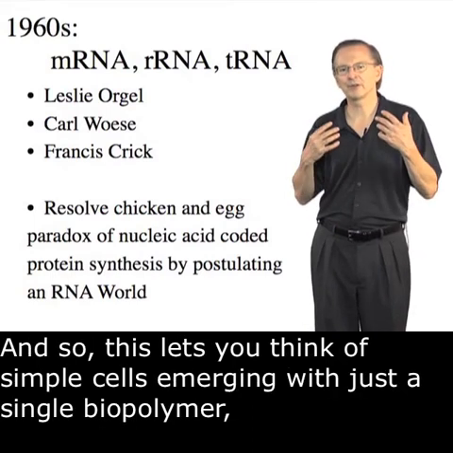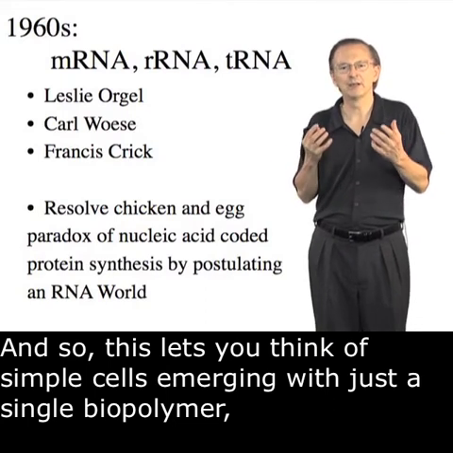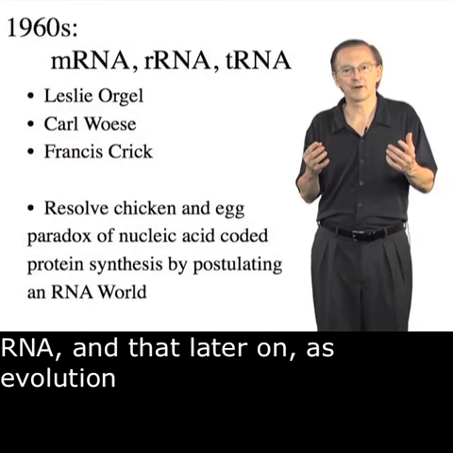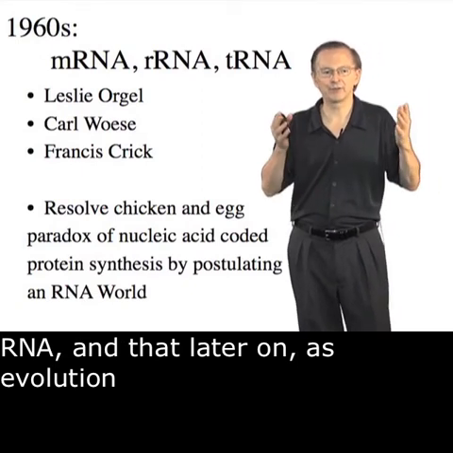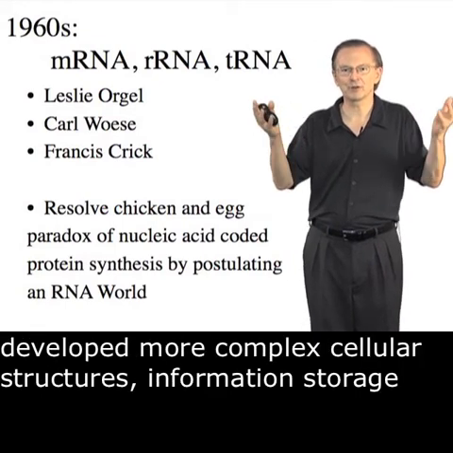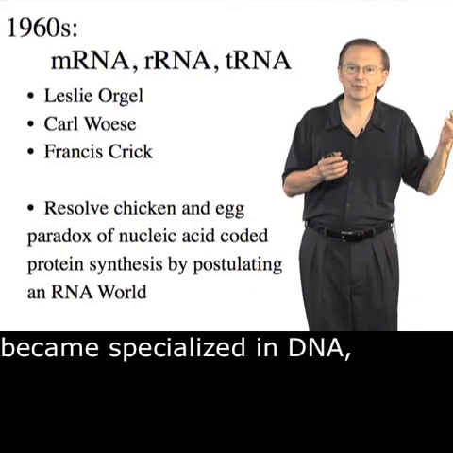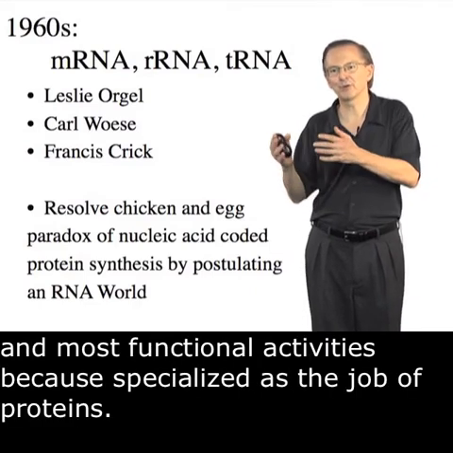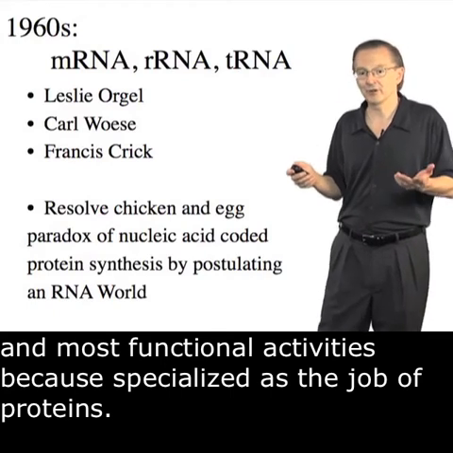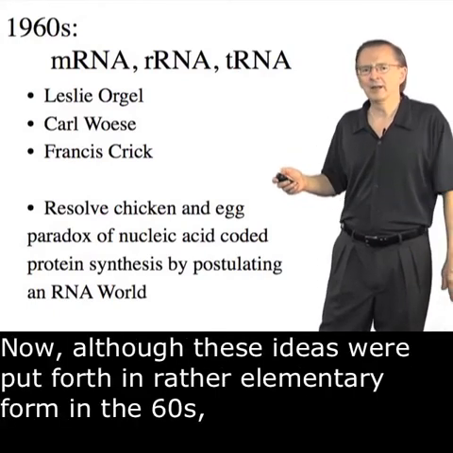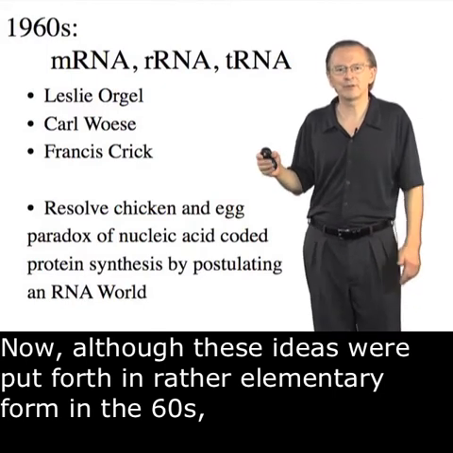And so this lets you think of simple cells emerging with just a single biopolymer, RNA, and then later on, as evolution developed more complex cellular structures, information storage became specialized in DNA, and most functional activities became specialized as the job of proteins.